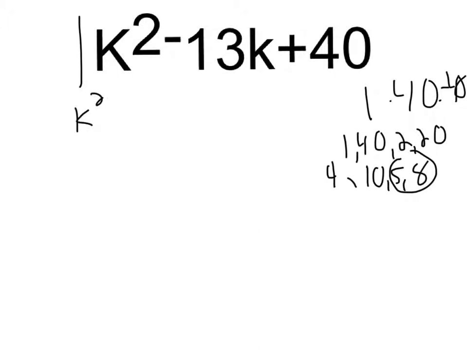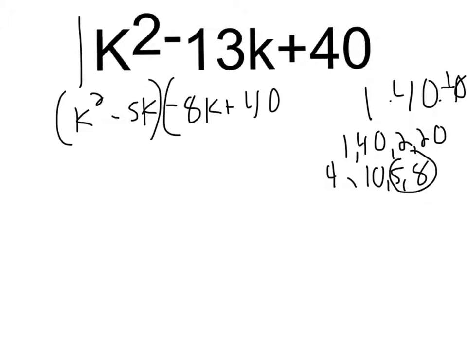Alright, k squared minus 5k minus 8k plus 40. And then just group those. Yes, you can do it with grouping. The greatest common factor of k squared minus 5k is k.